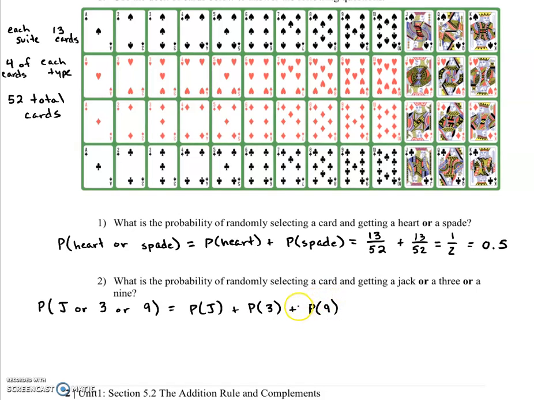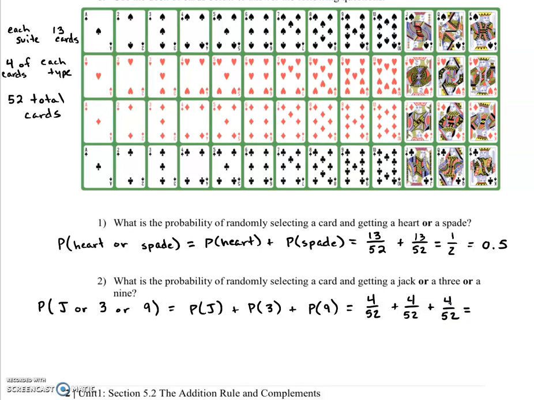Again, these events are all disjoint, all 3 of them, because if you pick one card, there's no way it can be a jack, a 3, and a 9 all at once. So the probability of a jack is 4 out of 52, plus the probability of a 3 is also 4 out of 52, and the probability of a 9 is 4 out of 52.